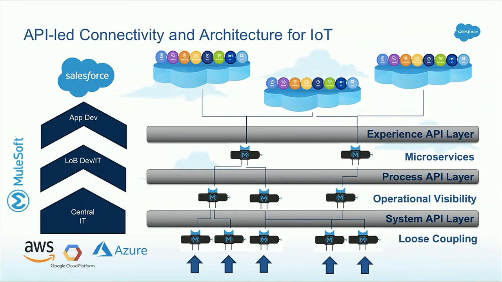And from the top to the bottom, you can see how different people are going to be invested in the platform. The system APIs will be built by your IT department. Then the process APIs will be owned by your lines of business, and the experience APIs will be for your applications and solutions that you're putting out to your customers.